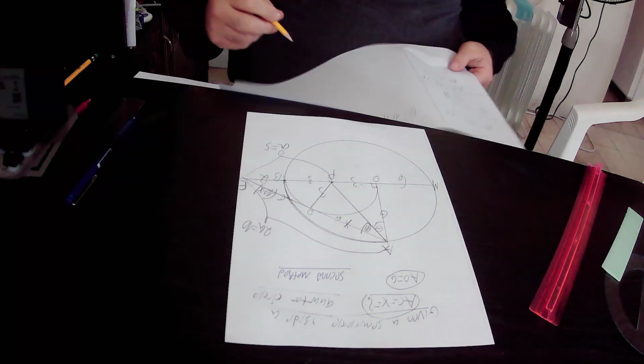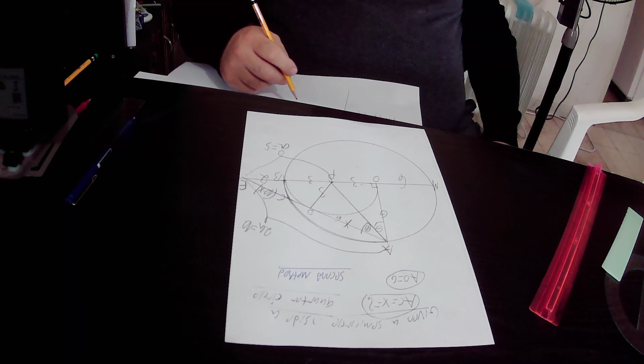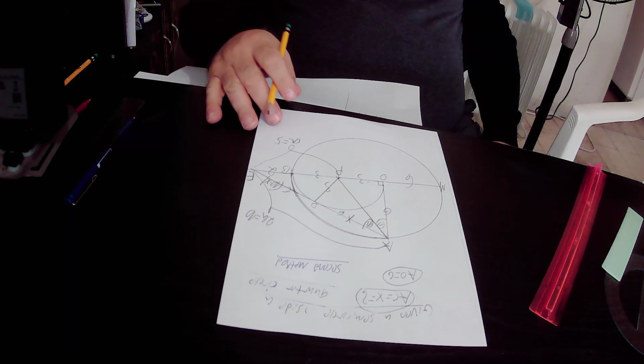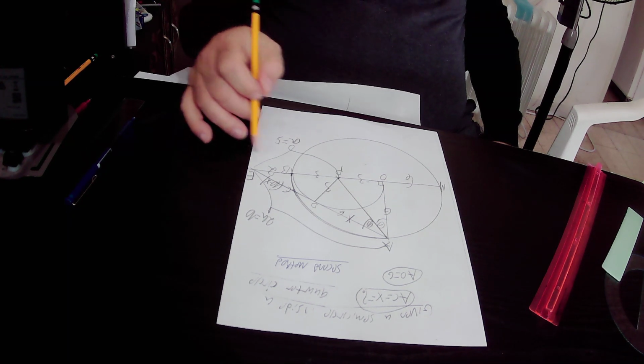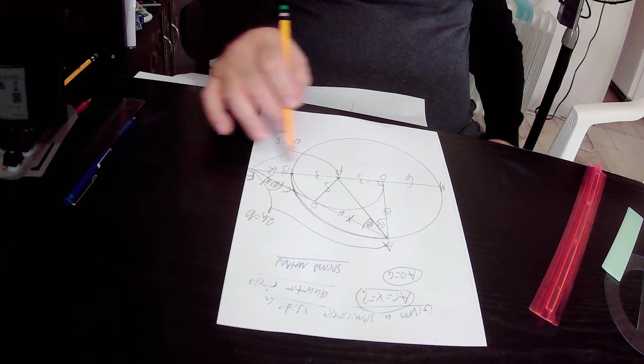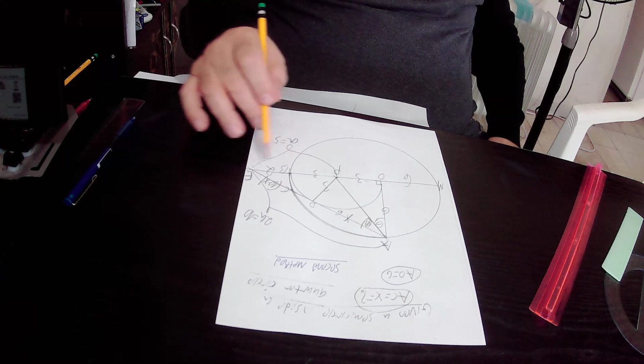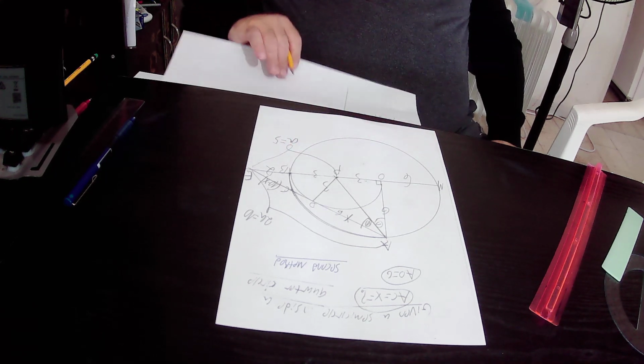I repeat again, according to rule number 3 that I mentioned, in this drawing, EC times EA equals EB times EM. Again, EC times EA equals EB times EM. Okay?